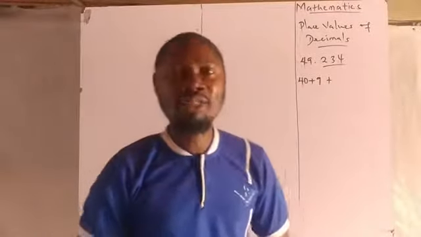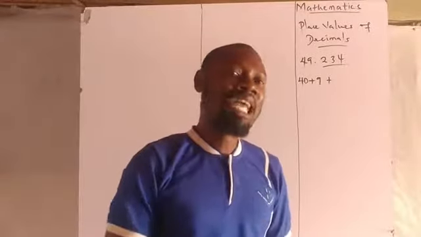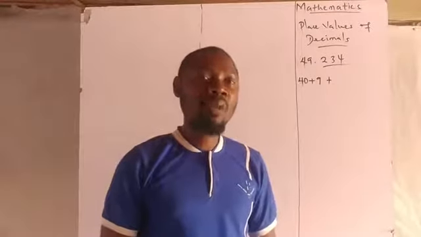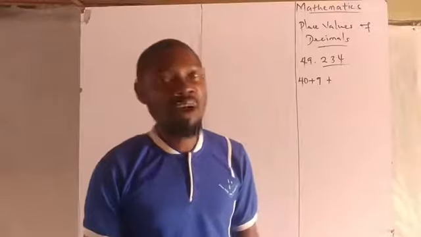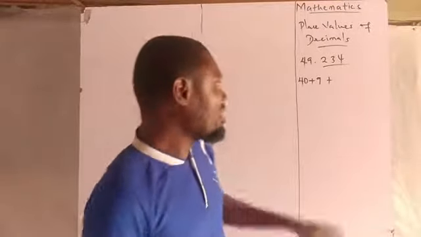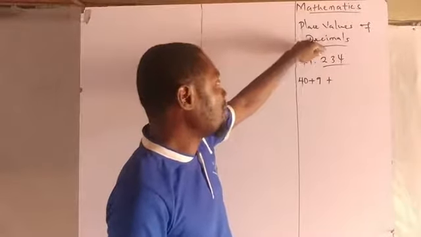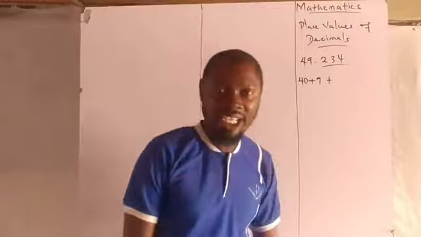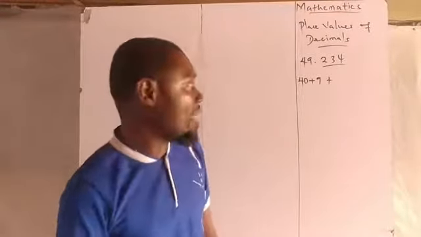How do you know your decimal places? Count the numbers you have after the decimal point. The number will tell you the exact decimal place that you are dealing with. Like this number, after the point we have 3 numbers: 1, 2, 3. So this number is a 3 decimal place number.